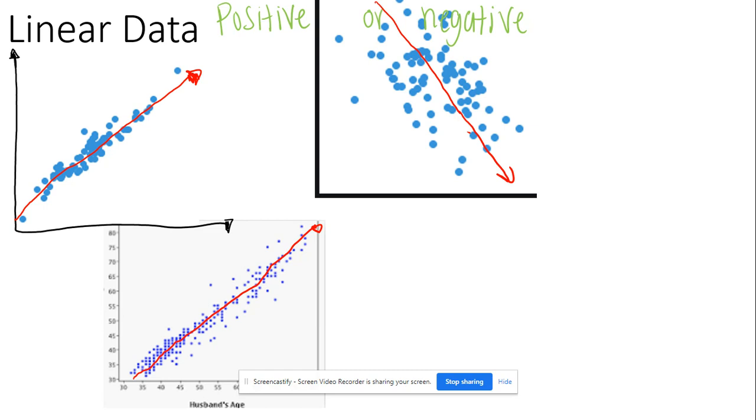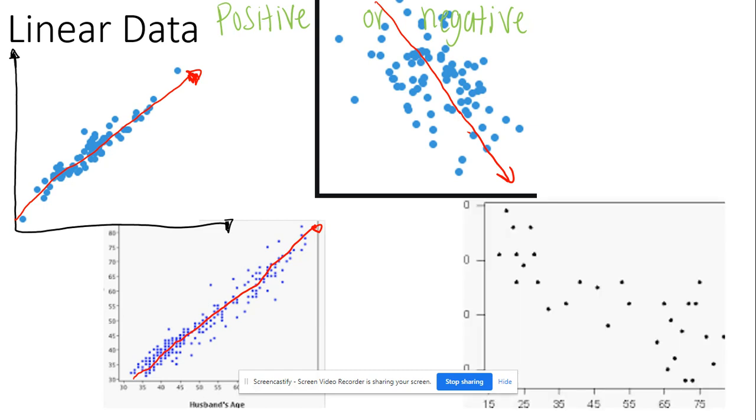This one's going up, meaning it's positive. Right here, if I cut this data right in half, this one's a little bit harder to see, but it's still all consistently going down. So these are all different examples of linear scatter plots.